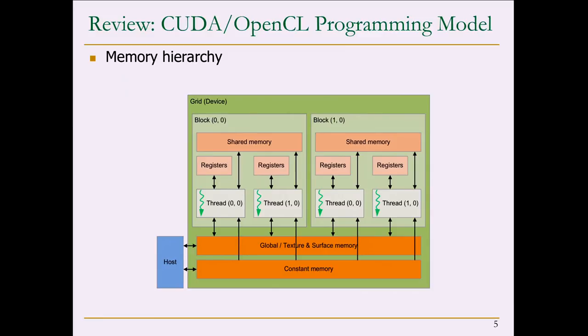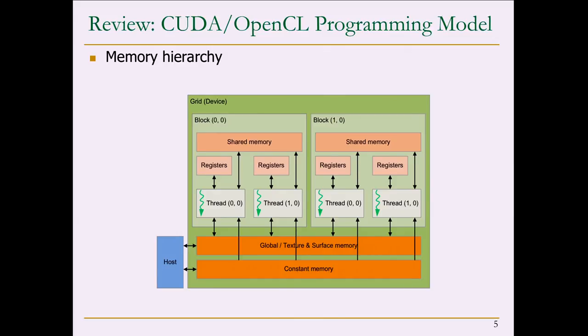We were also taking a look at the memory hierarchy. Remember that global memory is like the main memory of the GPU. This global memory can be accessed from the host using these instructions, CUDA memcpy from the CPU to the GPU, or CUDA memcpy from the GPU to the CPU. So it was host to device or device to host.